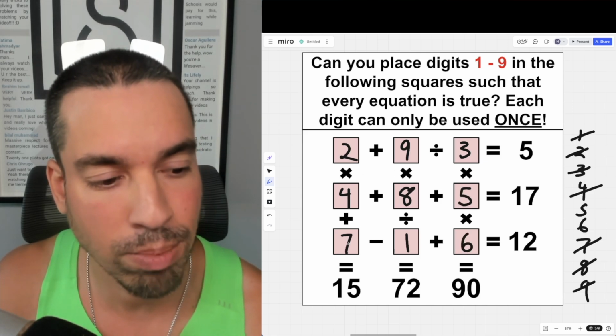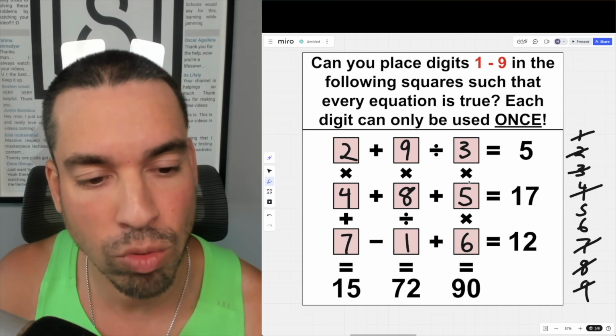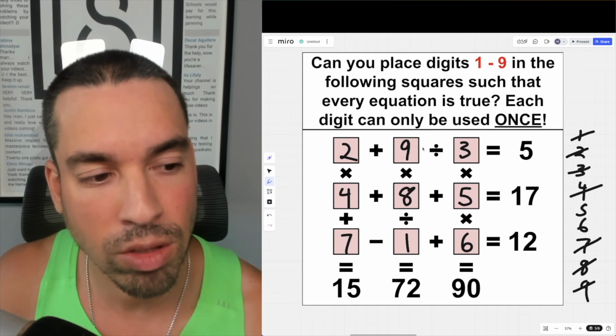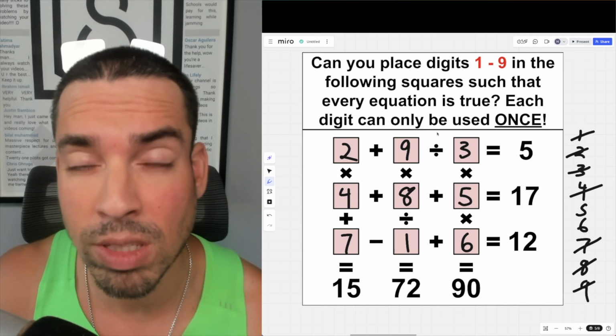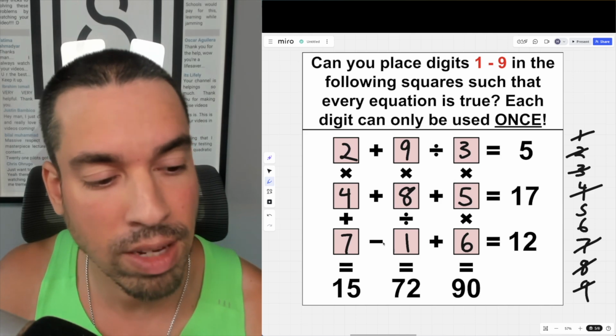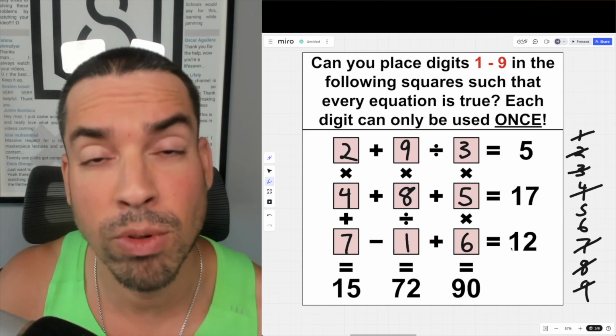2 times 4 is 8 plus 7 is 15. Boom. 9 times 8 is 72 divided by 1 is 72. 3 times 5 times 6 is 90. Going left to right, 9 divided by 3 is 3 plus 2 is 5. Don't forget we're doing division first because of order of operations. 4 plus 8 plus 5 is 17. And last but not least, 7 minus 1 is 6 plus 6 is 12 for the win.